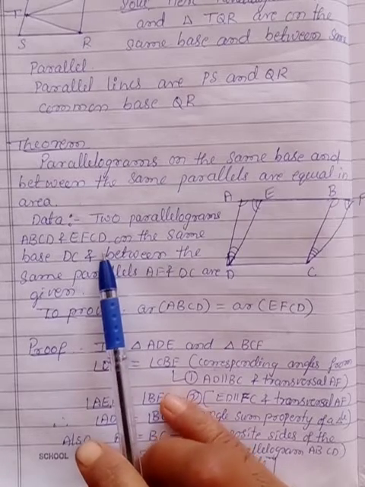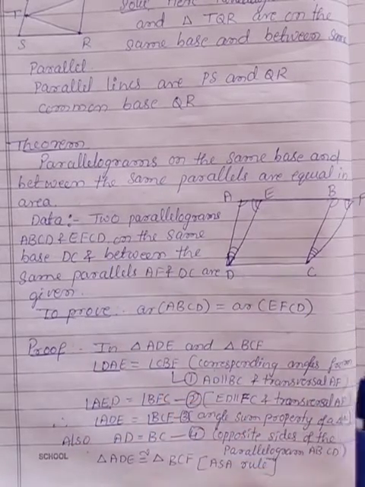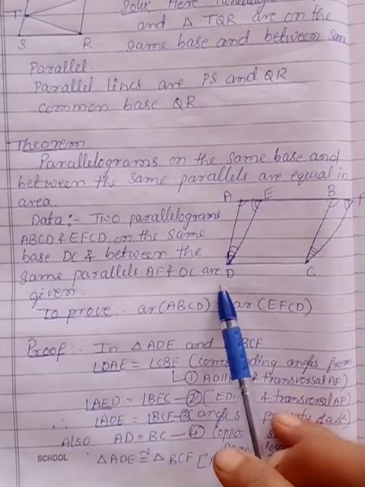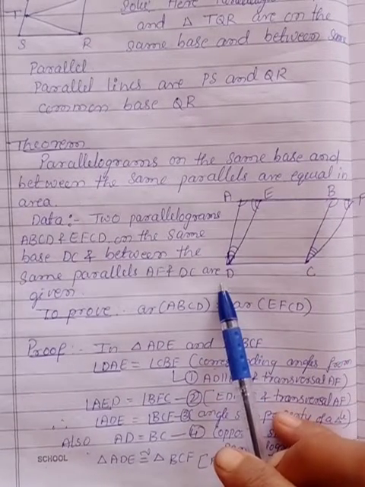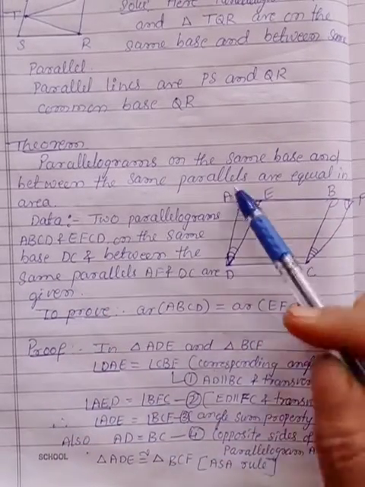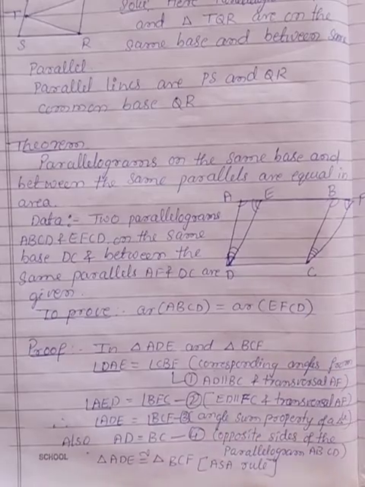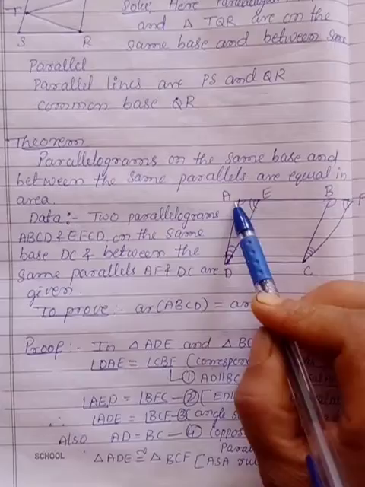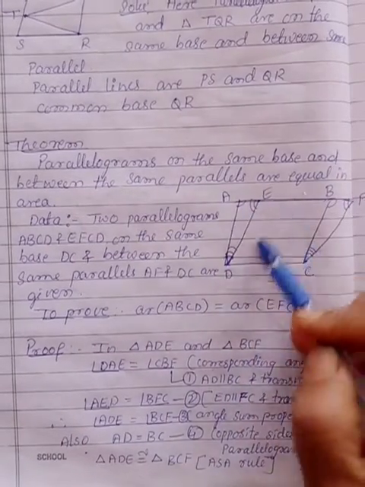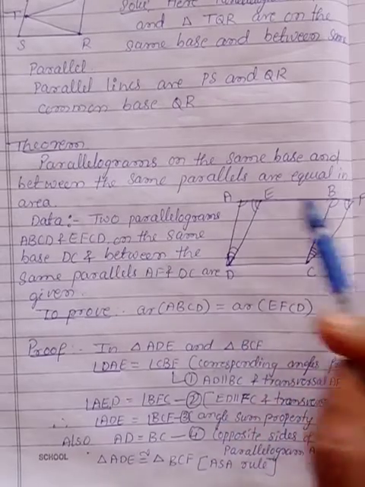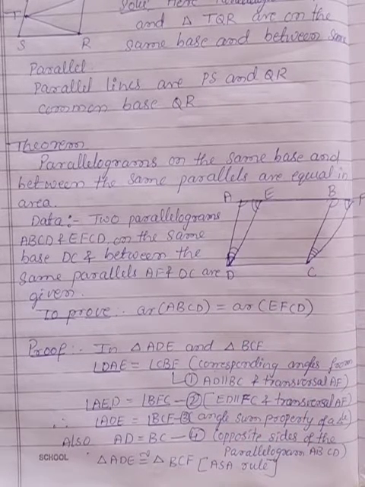So data, what is the data? Here we are having 2 parallelograms, ABCD and EFCD. They are on the same base DC and between the same parallels AF and DC. That is the given part. Now what we have to prove? Area of ABCD should be equal to area of DCFE. Okay, that is the thing we have to prove.